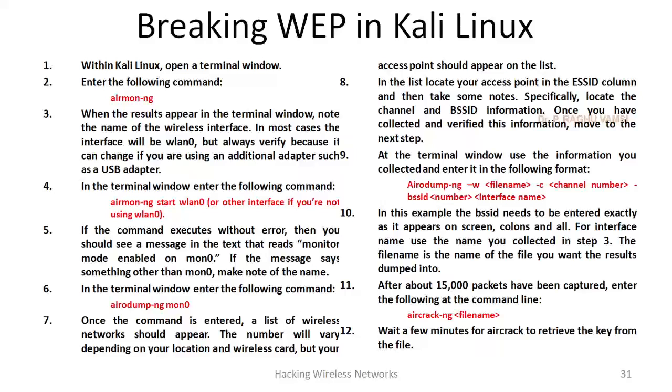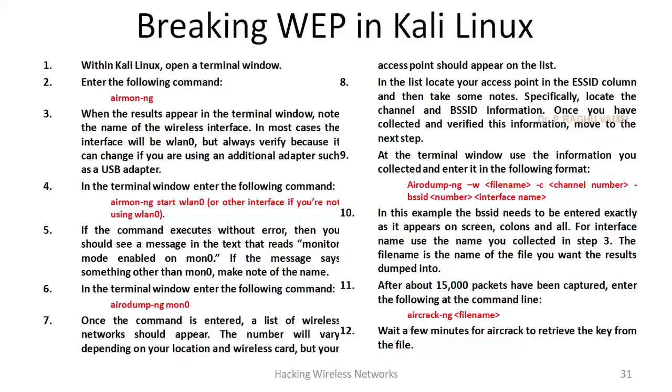So, breaking Wired Equivalent Privacy in Kali Linux. Within Kali Linux, open the terminal and enter the following command: airmon-ng. Now it will list the results in the terminal window. Note the names of the wireless interfaces that are connected to your device. In most cases, the interface will be wlan0.